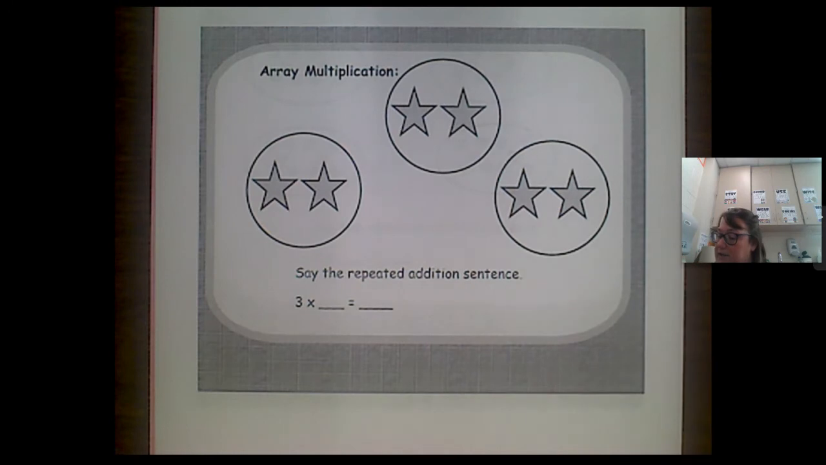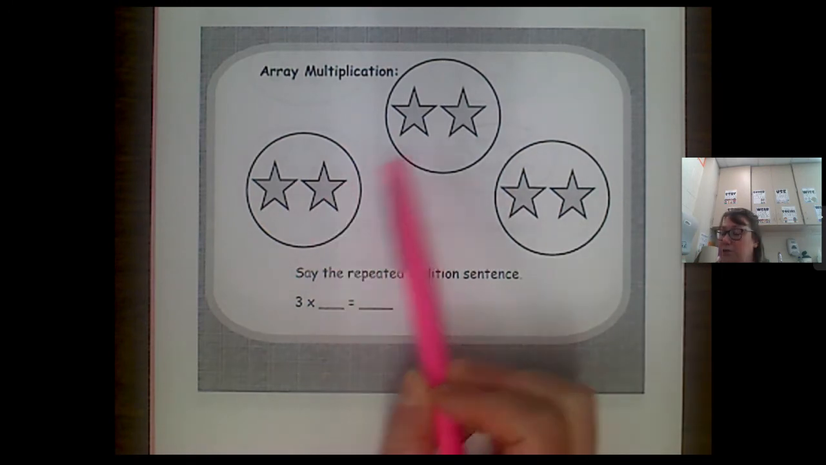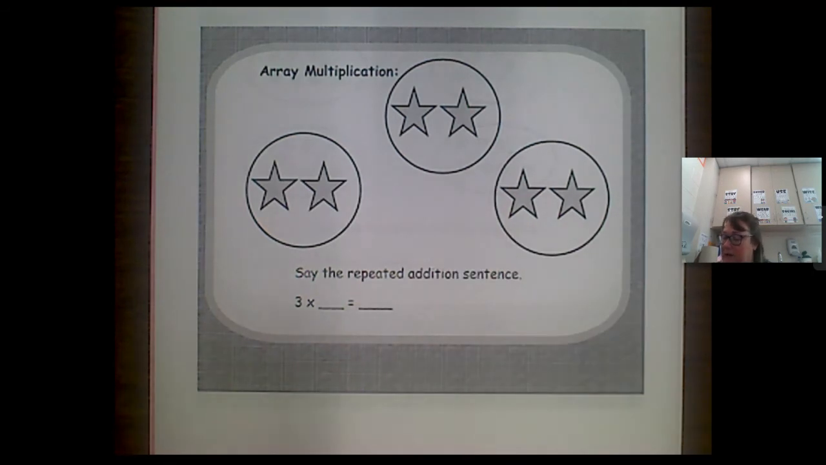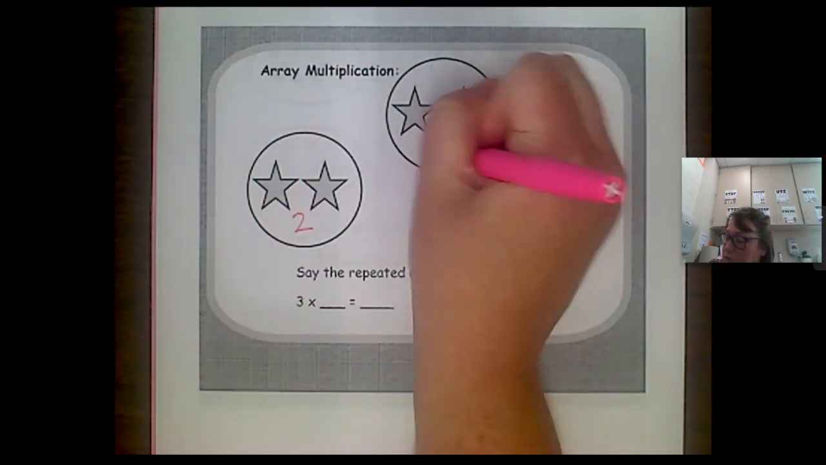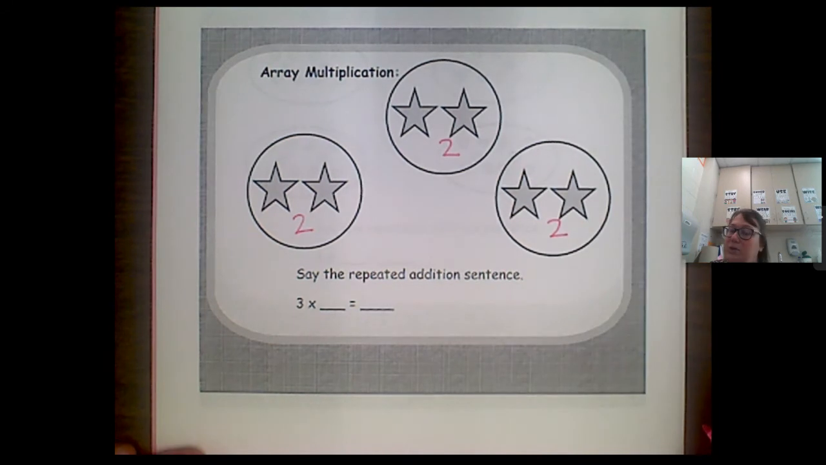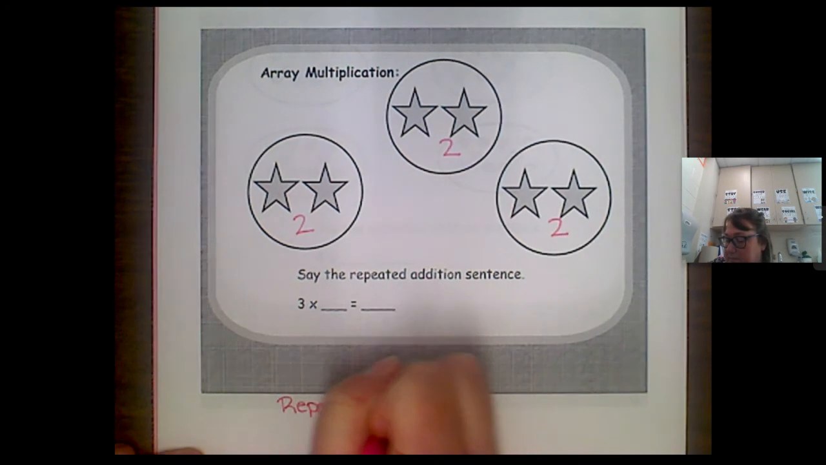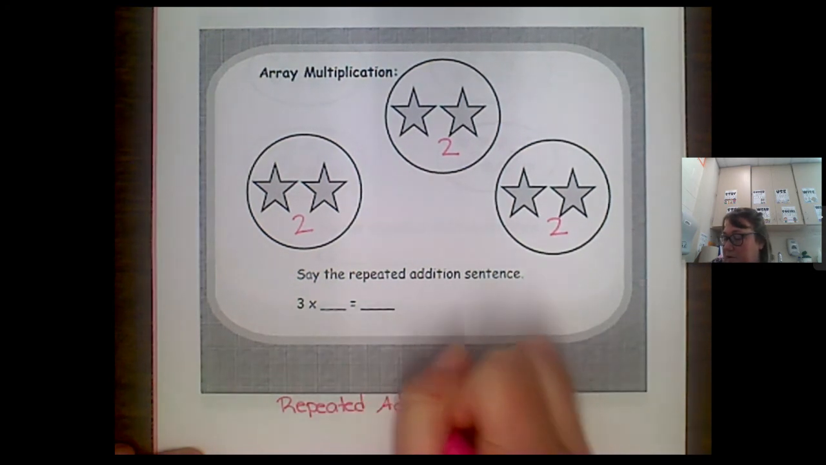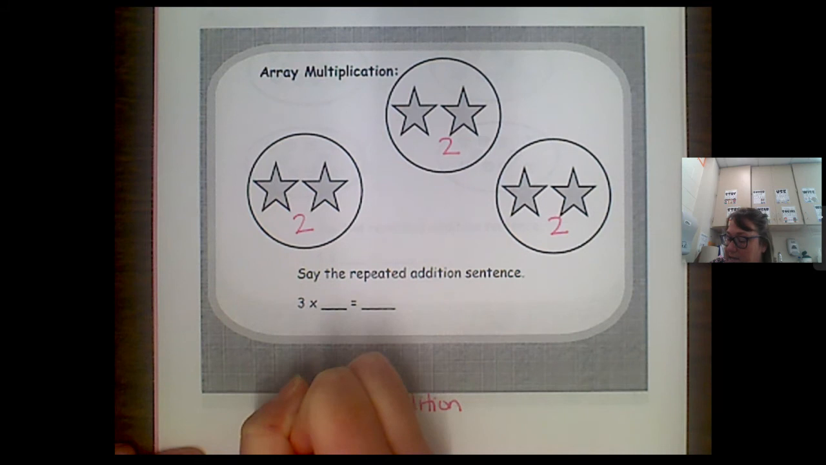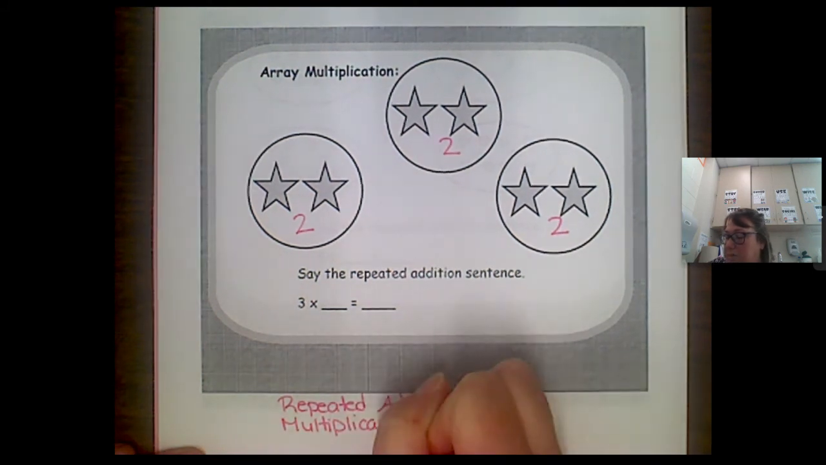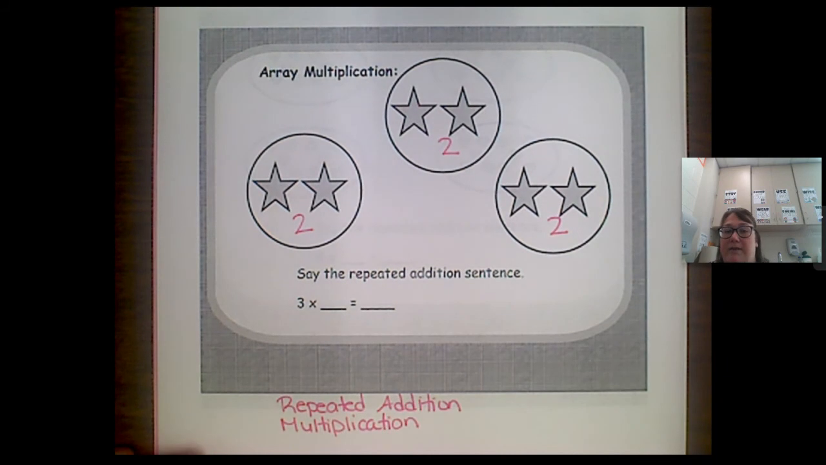All right, so we have a picture here, and we have 1, 2, 3 groups, and there are 2 stars in each group. So if I label that, I have 2, 2, and 2. I would like you to write a repeated addition sentence and a multiplication sentence. Going by this picture, I want you to pause the video and write a repeated addition sentence and a multiplication sentence. Go ahead and pause it and write those number sentences for me, please.